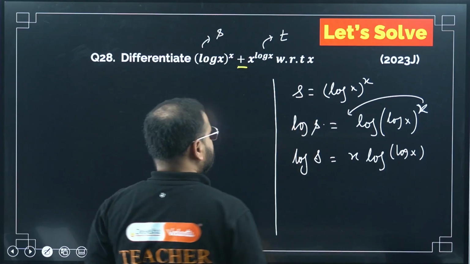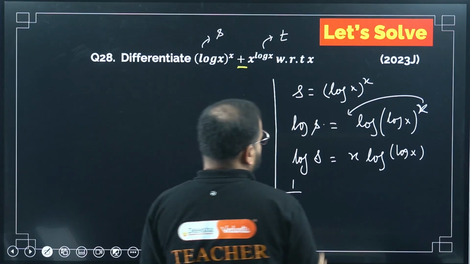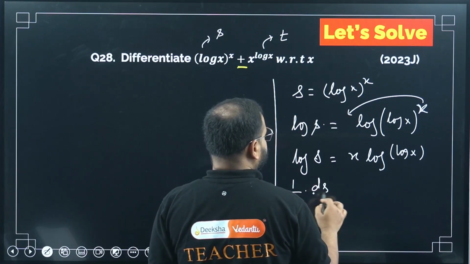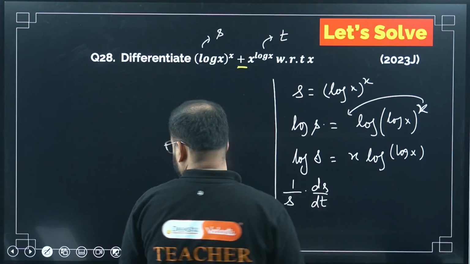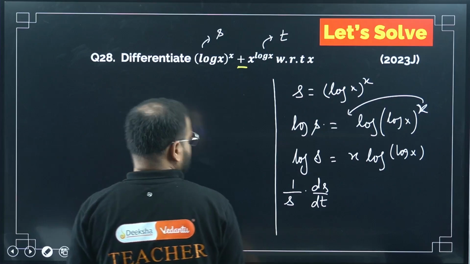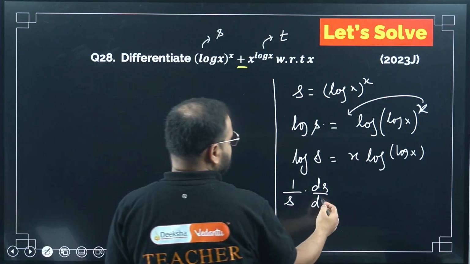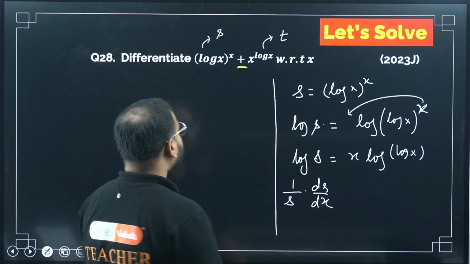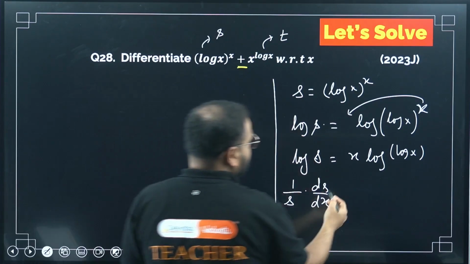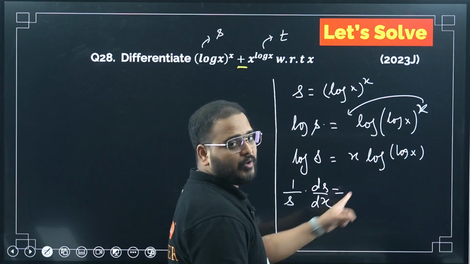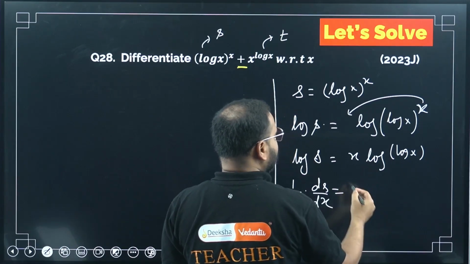Now I'll take the differentiation, it will become 1 upon s ds by dx. I'm used to that expression, that's why I wrote it like this, ds by dx. So this is the function right now given. I'll show you later. Right now, I have to use first product, then chain rule. So I'll keep x as it is.